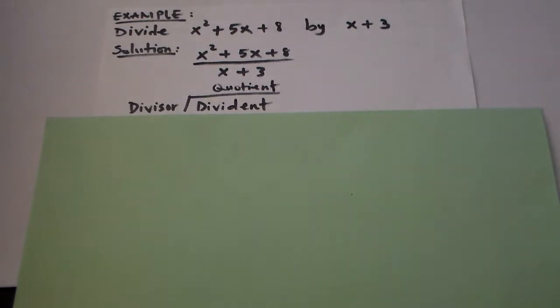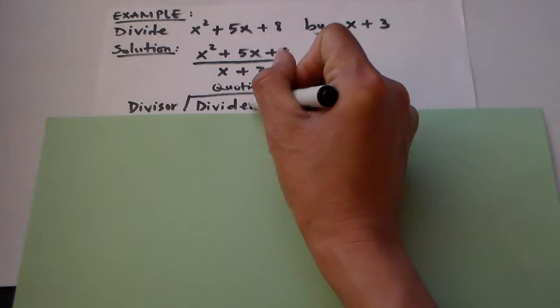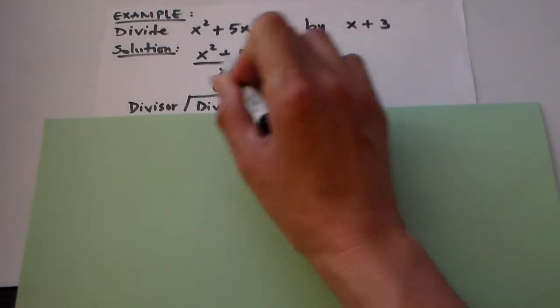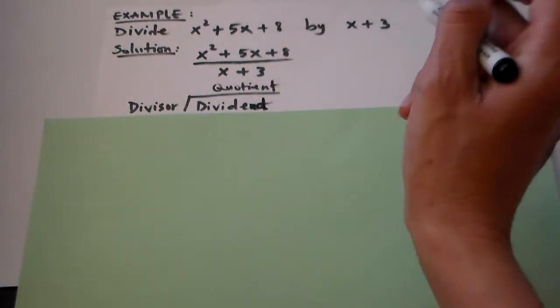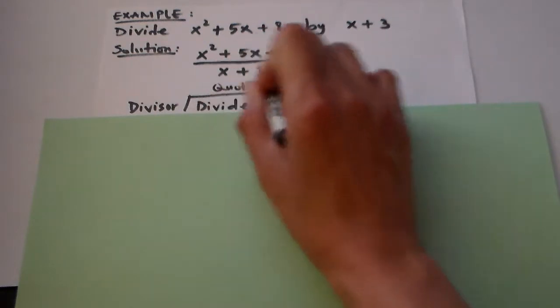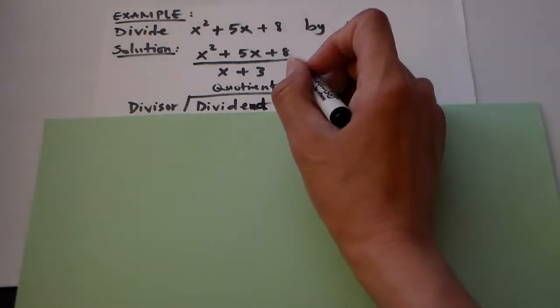Dividend, I think I misspelled this. This is the D right here. Dividend is the numerator x squared plus 5x plus 8. So this is a D right here. Make sure you see that. The divisor is the denominator x plus 3. Quotient is the result we're looking for.